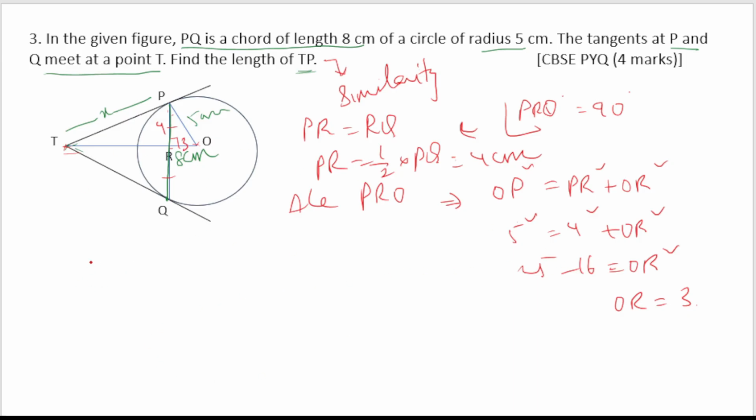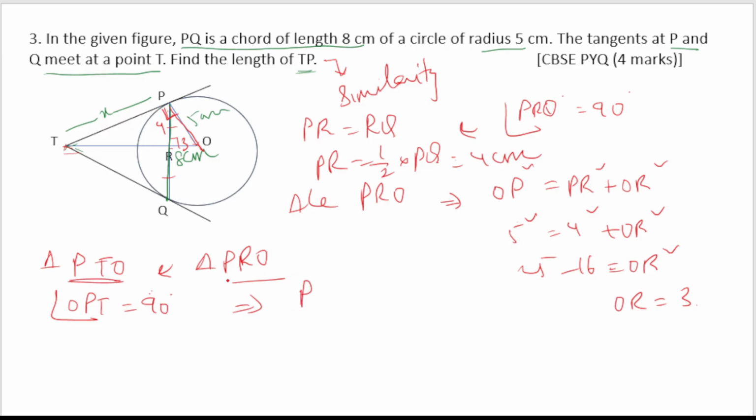Now we will compare the triangles PTO and PRO. OP is the radius and PT is the tangent. Tangent is perpendicular to radius, so angle OPT is 90 degrees. Now we will compare these two triangles. In the first triangle PTO, which angle is 90 degrees?